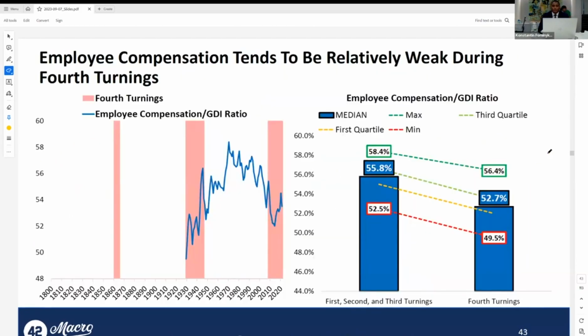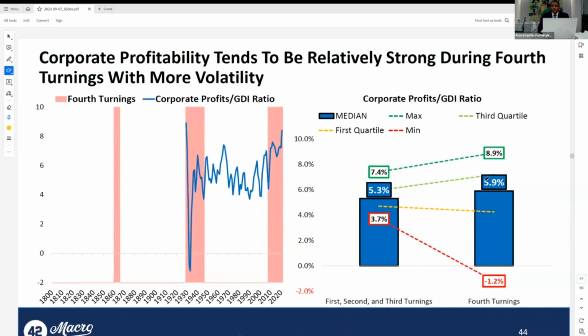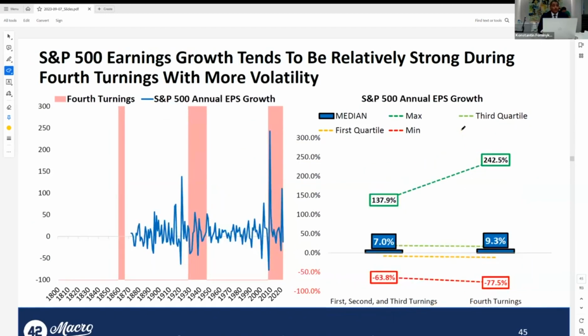And keeping it moving, the employee compensation tends to be relatively weak during fourth turnings when you analyze it on an employee compensation to gross domestic income based on a ratio basis. Corporate profitability tends to be relatively strong relative to that baseline of first, second, and third turnings. In fourth turnings, you have a little bit more volatility, not only in the interquartile range, but also in the max-min range as well. S&P 500 earnings growth tends to be relatively strong during fourth turnings with more volatility.